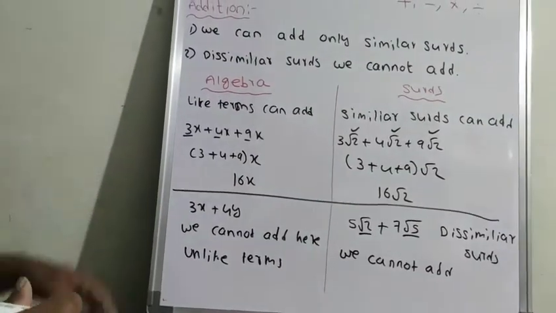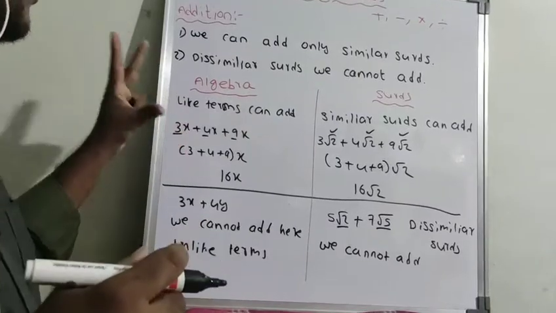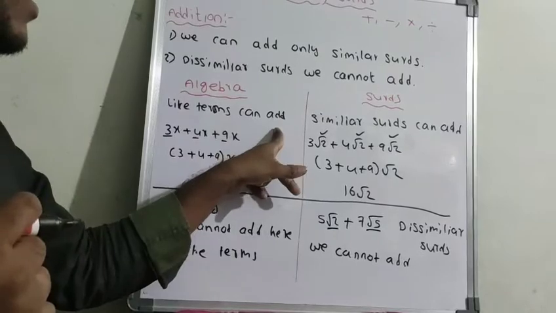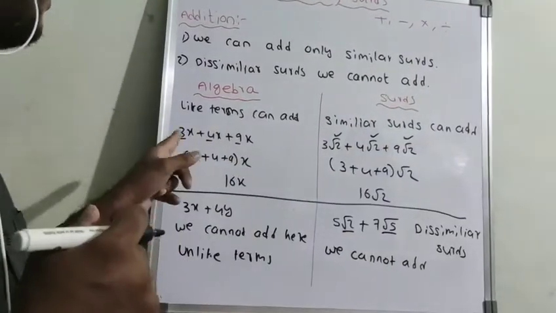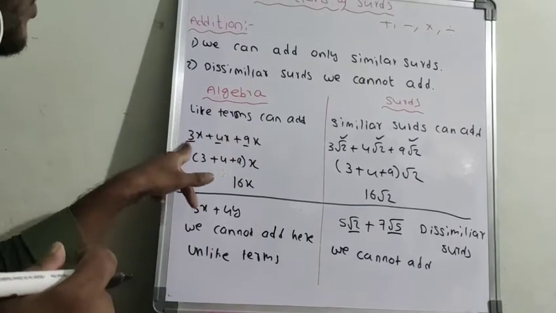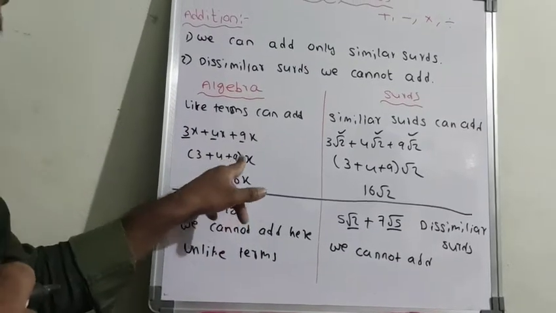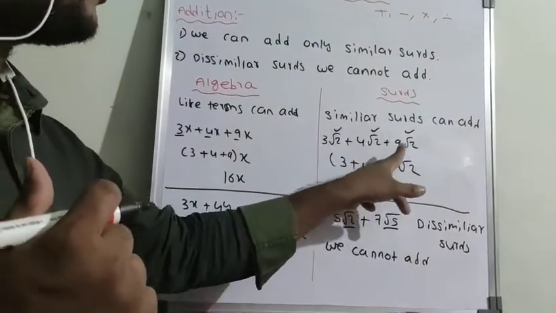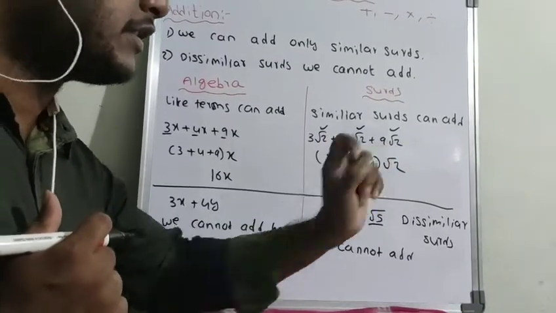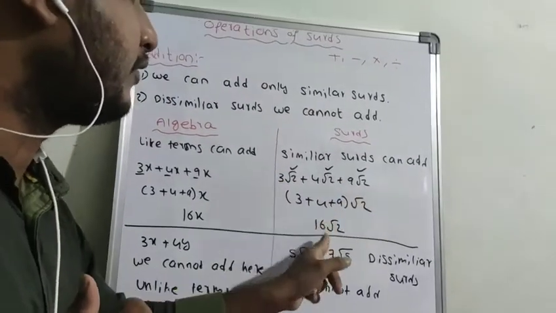I'm repeating one more time. In addition, we can add only similar surds. Dissimilar surds we cannot add. In algebra, like terms we can add, and in surds, similar surds we can add. For example, 3x plus 4x plus 9x is algebra addition. The addition means nothing but the sum of the coefficients: 3 plus 4 plus 9, so 16x. Similarly, 3 root 2 plus 4 root 2 plus 9 root 2. Before doing addition, you have to make sure these are similar surds. Then you can add the coefficients: 3 plus 4 plus 9, 16 root 2.